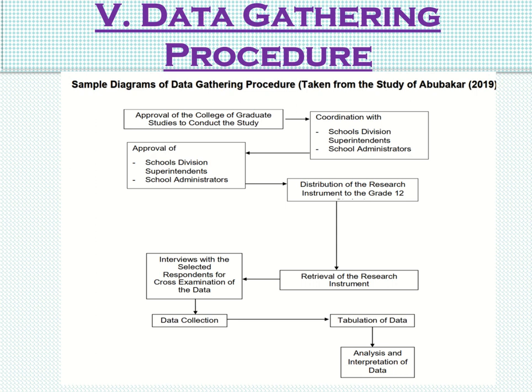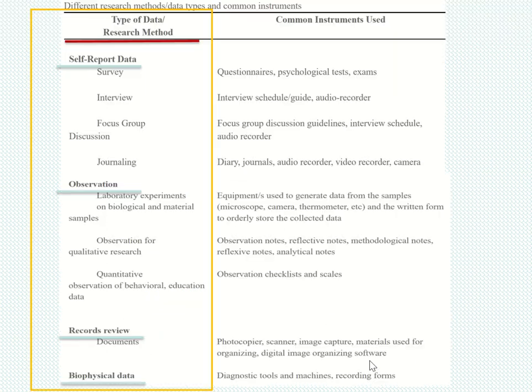And then we have here a sample diagram of data collection procedure. So I'll just flash it quickly for your reference. So ito yung mga steps ng ating data collection. Naka-diagram lang siya. Okay, and flash ko lang ulit dito yung methods of collecting data like survey, interview, FGD, journaling, etc. So these are the ways on how you can collect data from your respondents. And then again, dito naman sa right side, yung mga instruments you can use. Mahalaga na alam nyo yung mga data collection procedure na yan.